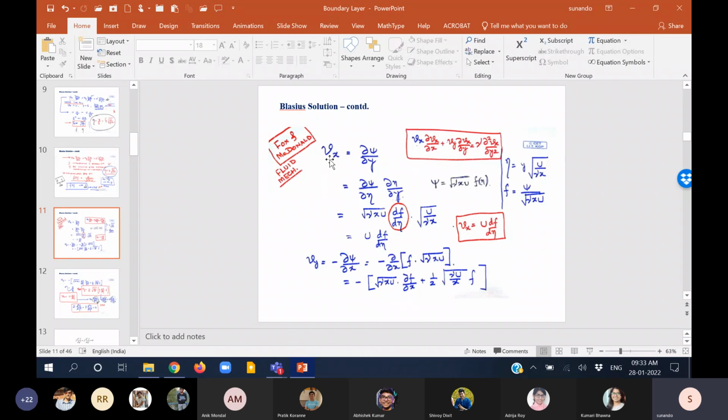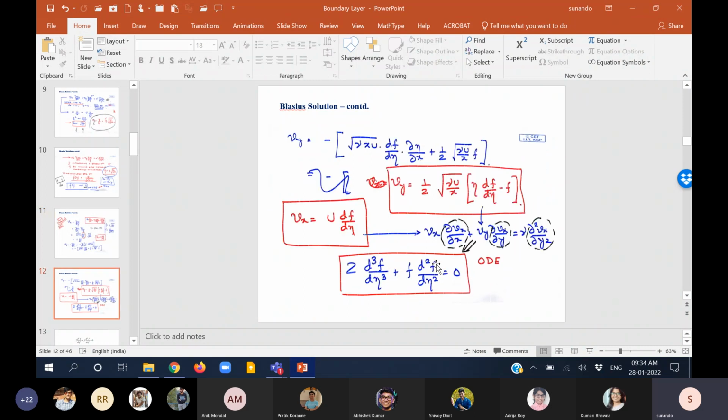So I find out what is Vx, which from the definition I know is del psi del y, the stream function. Then I convert everything in terms of eta. So what we get is this: Vx is u df d eta. Similarly, I can find the expression for Vy. So these two are the main results which we are going to use subsequently.